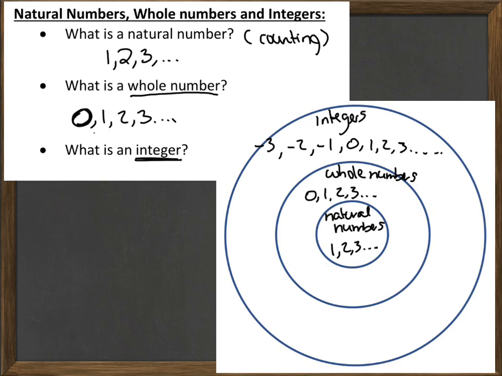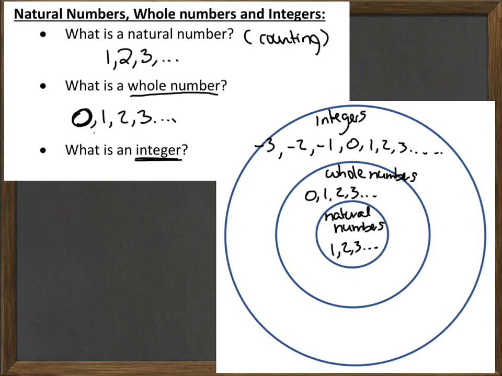So let's look at these sets. Notice that all natural numbers are also whole numbers. Do you see how every natural number by definition is a whole number? And you see how every whole number by definition is also an integer.